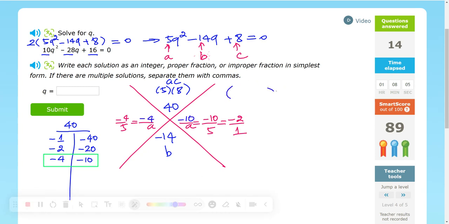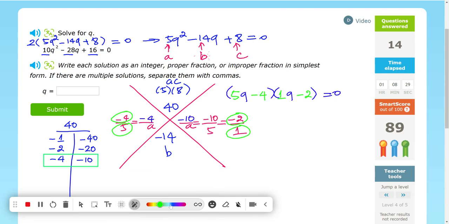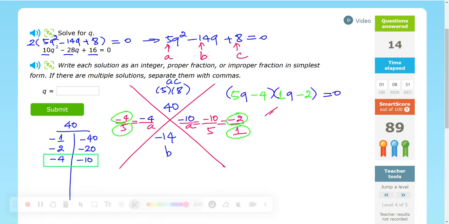Here's your factors. Okay, so this is Q. So I put down the Q, put down the Q. Take a look over here. Number 5 in denominator, go in front of Q. Negative 4, go to the back. Number 1 on the bottom, go in front of Q. And then negative 2, go to the back. Now you got 2 factors.